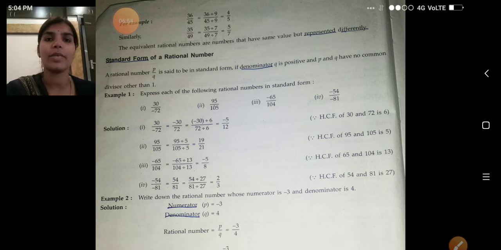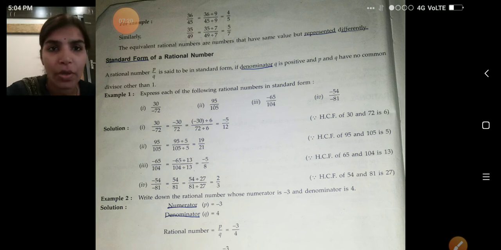Suppose you are given 30 upon minus 72, this rational number. By which common divisor do we divide 30 and minus 72? It is 6. If you don't get it, you can find the HCF of 30 and 72, which is 6. So you divide 30 by 6 and minus 72 by 6. So your answer is 5 upon minus 12. You can write the sign of the minus in the numerator also. So finally your answer is minus 5 upon 12.